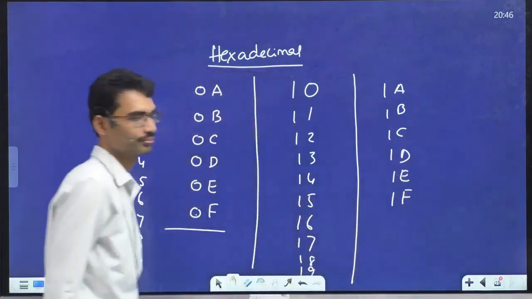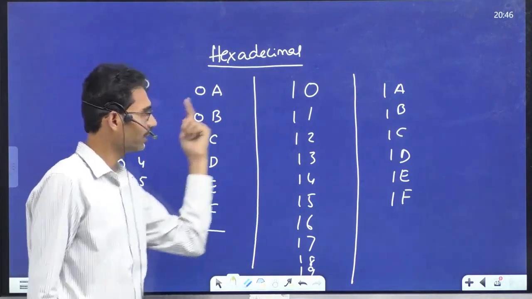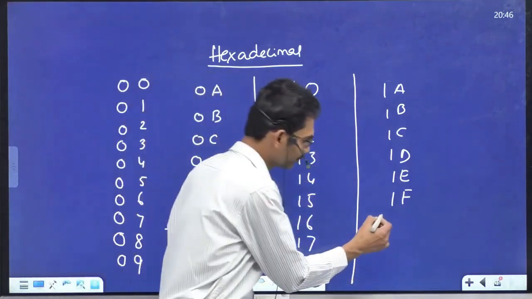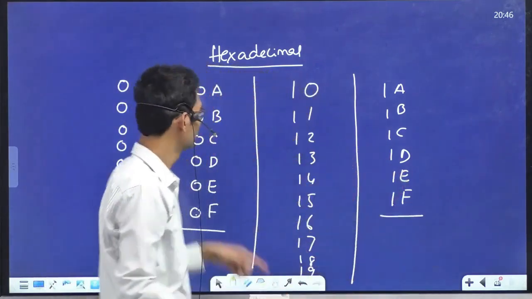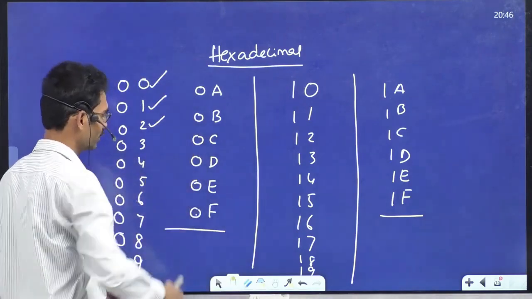1 A, 1 B, 1 C, 1 D, 1 E, 1 F. Getting it? In the second place, 0 is replaced by 1, then this becomes like this. Now after that, 1 becomes 2, this came, this came. Now you have to try with everything.